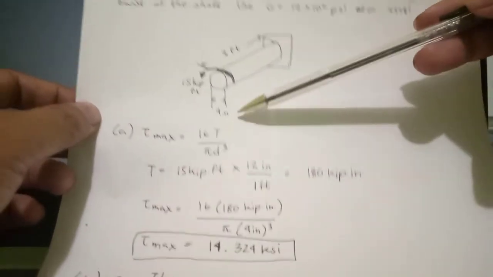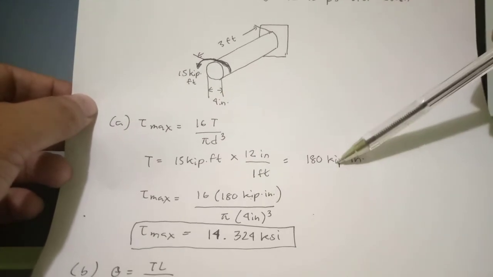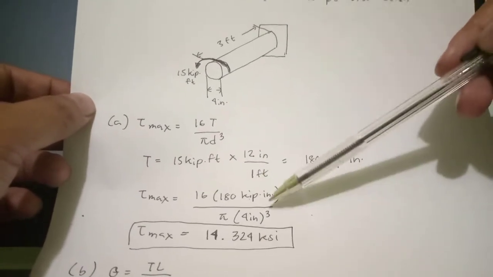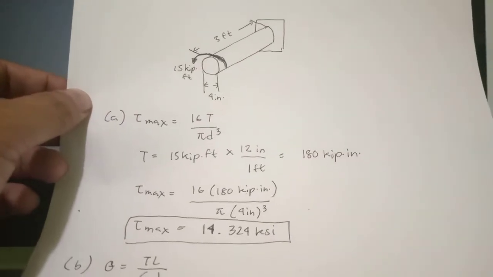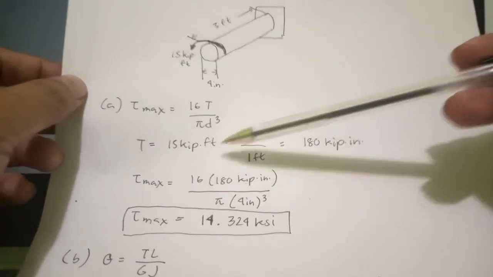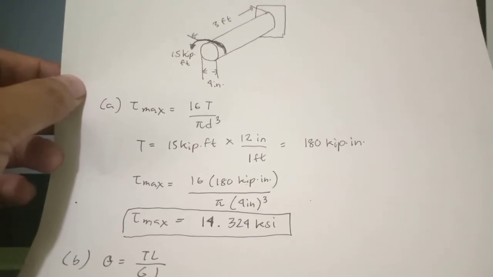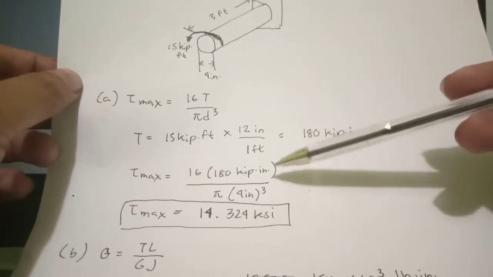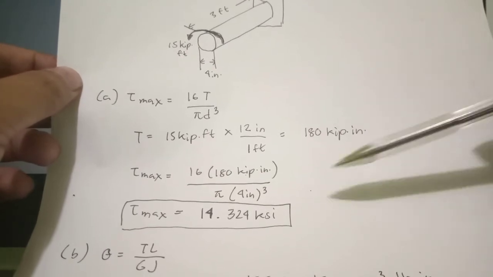And then we have the D, 4 inch. So we substitute the value of T and D respectively to this formula. Okay, so we get the maximum shear stress, 14.324 KSI. You might ask, class, why did I convert the kip-foot into kip-inch? One thing we should be careful about while solving problems is we need to have a uniform unit. For the unit of length, we have inch.